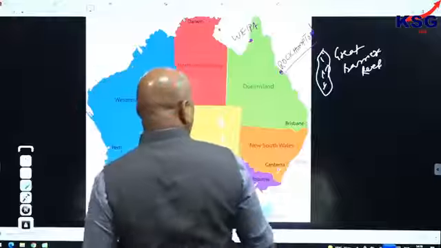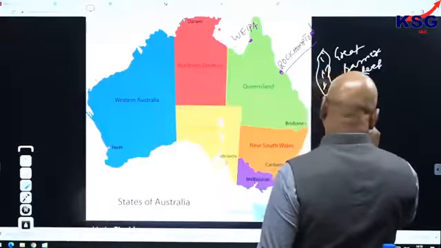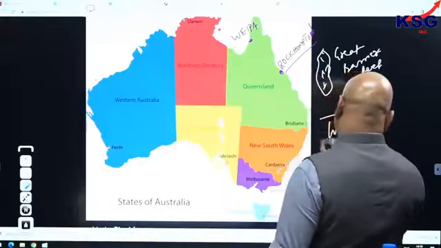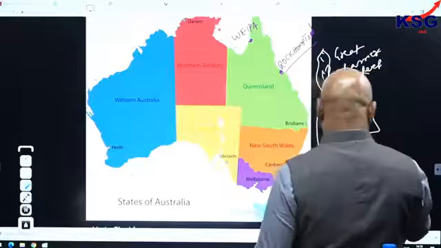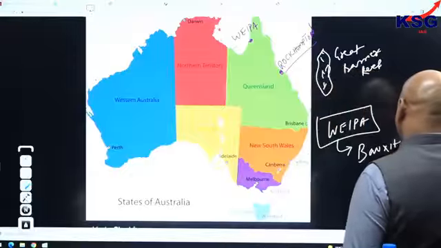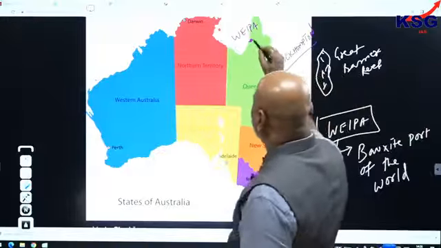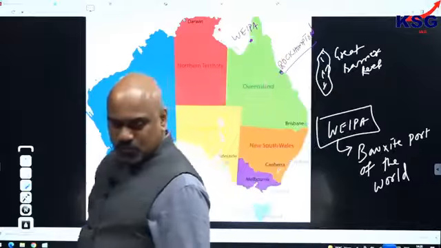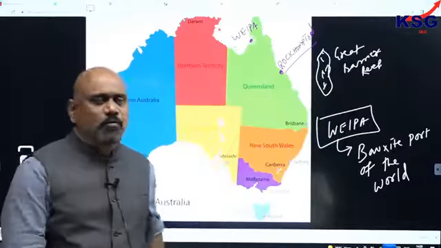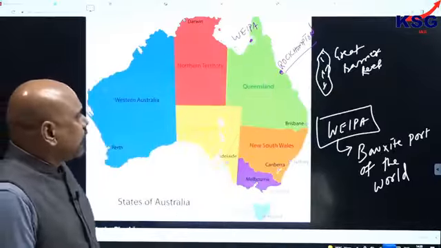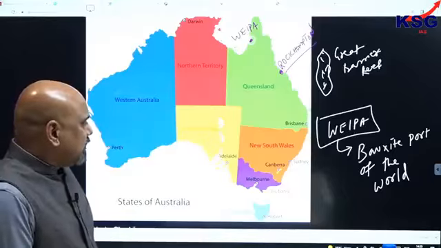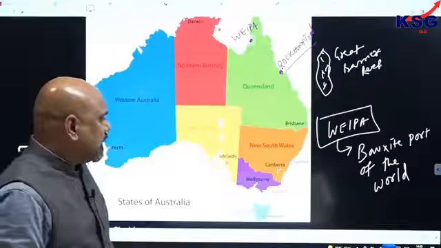Now, Weipa, what is this Weipa known for? W-E-I-P-A. Weipa is the bauxite port of the world. It is called the bauxite port of the world. Weipa is well known for bauxite. Okay.